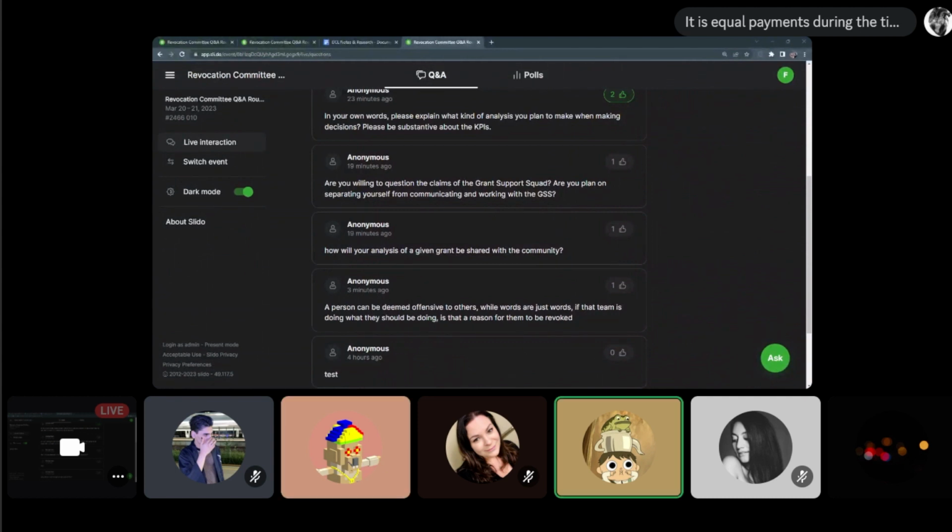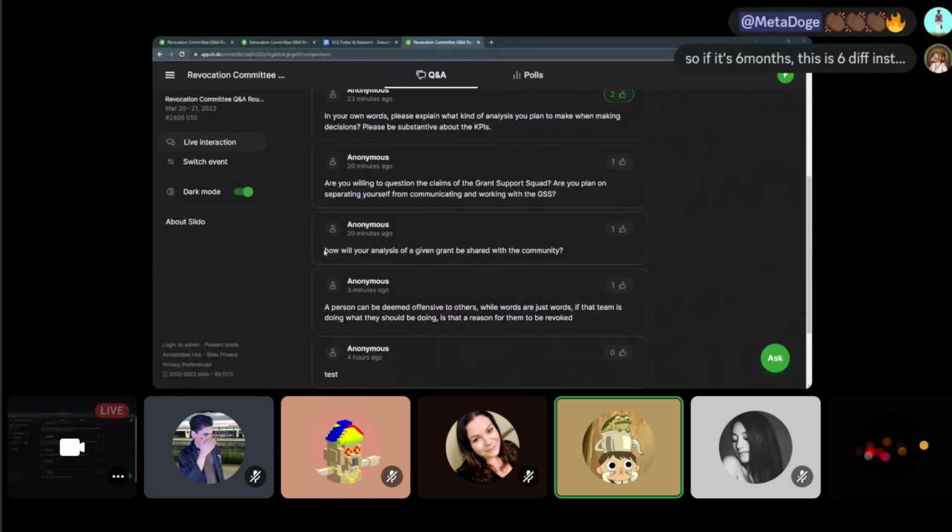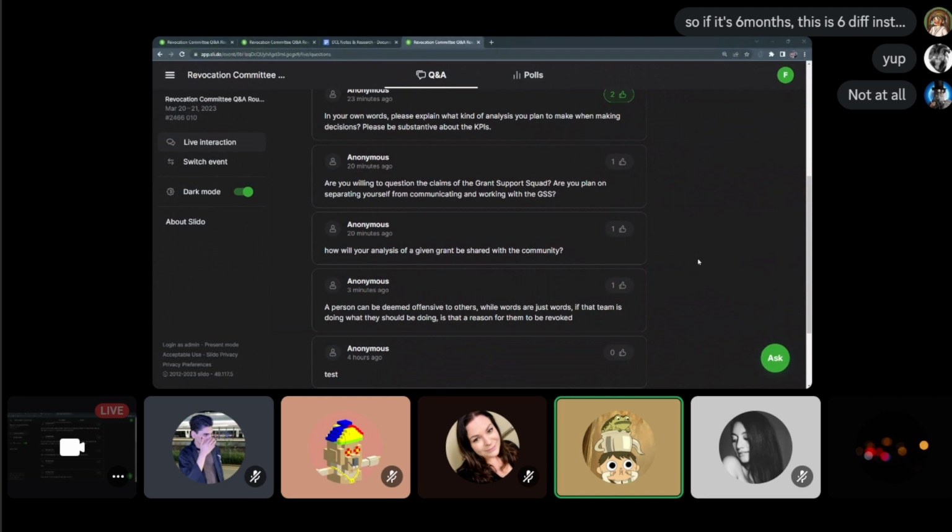Thank you. So we have about 20 minutes remaining to end this session. So we will focus on 2 or 3 more questions. It depends on the time. These 2 have the same support, so as a continuation of this question, we can go with this. How will your analysis of a given grant be shared with the community? These KPIs, this analysis, how will you share it with the community?